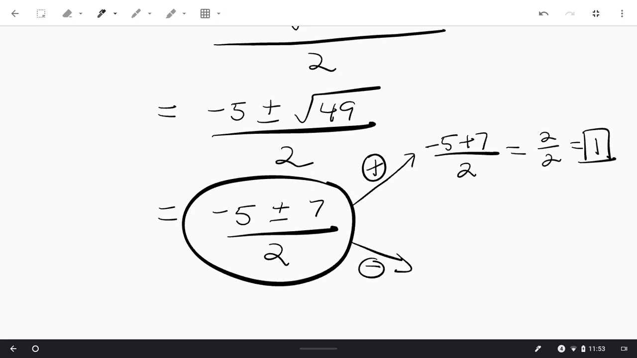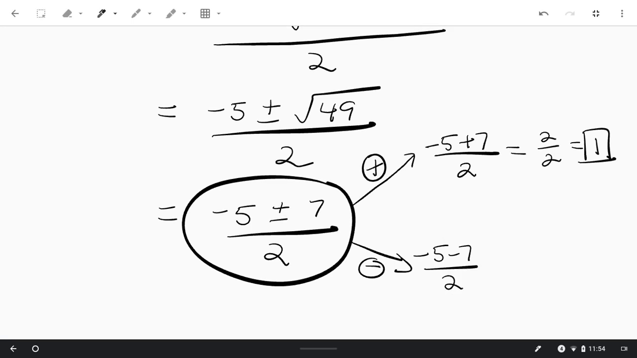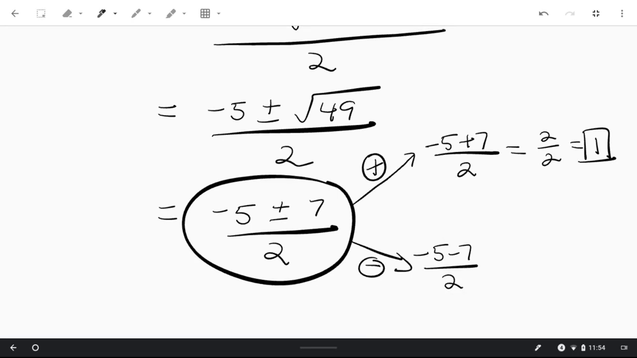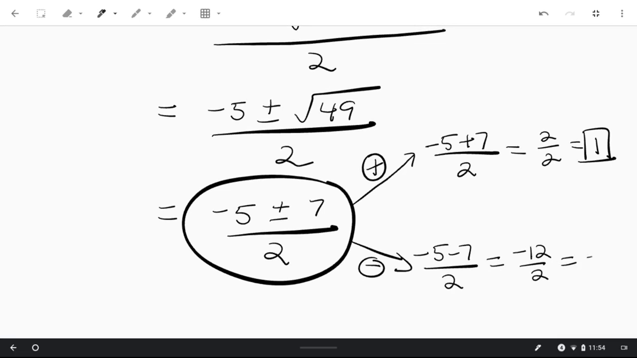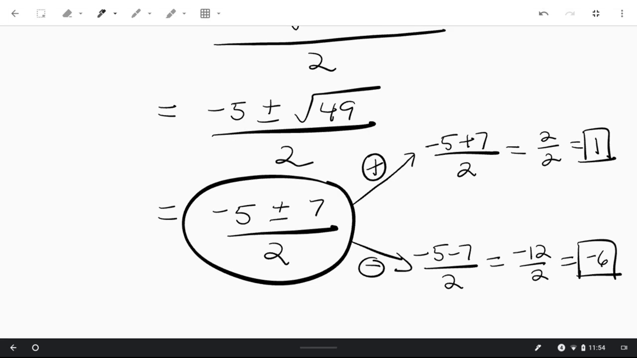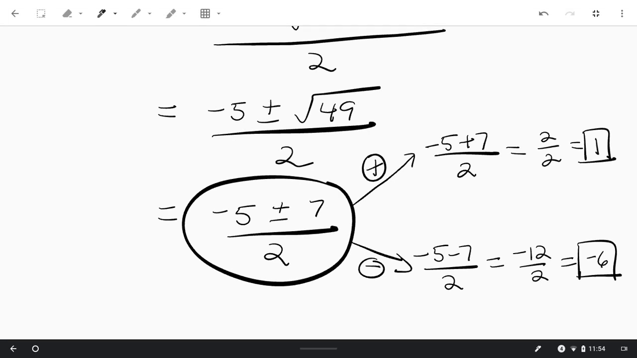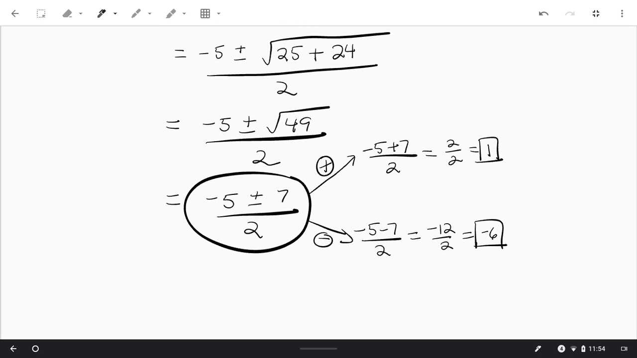Now down below here, let's do the negative 5 minus 7. So negative 5 minus 7 all over 2. And that gives us a negative 12 over 2, which is equal to negative 6. So that would be our other answer, x equals negative 6. All right. Perfect. Okay, so those are the 3 ways to solve quadratic equations.